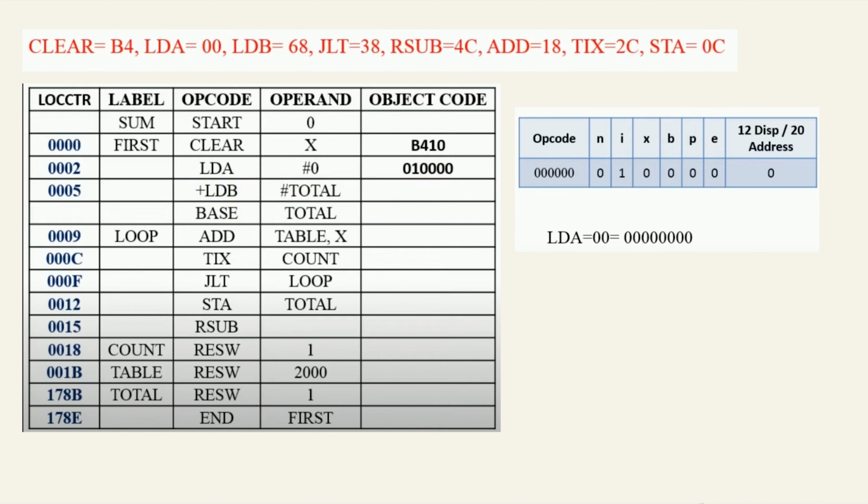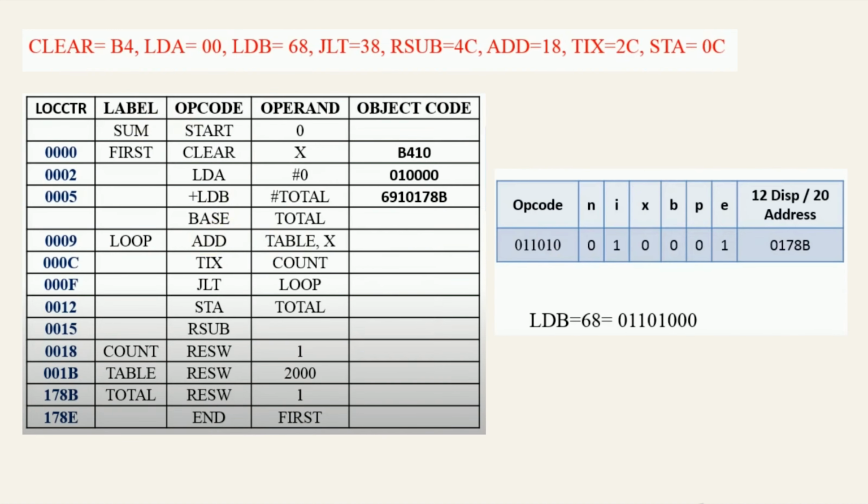We'll move on to the next statement, starting from line 4. Plus LDB #total. Okay, so since there is plus over here, it is a format 4 instruction. What is the value for this mnemonic LDB? It is 68. Okay, mnemonic value is 68. How do we represent it in bit format? For 6 it is 0110. For 8 it is 1000.